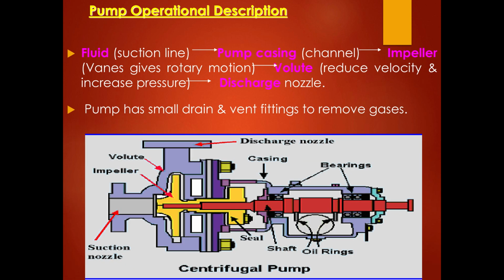Pump operational description. Fluid enters the suction line, then the pump casing channel. Impeller vanes give rotary motion. The volute reduces velocity and increases pressure. Then the fluid goes to the discharge nozzle. The pump has small drain and vent fittings to remove gases.